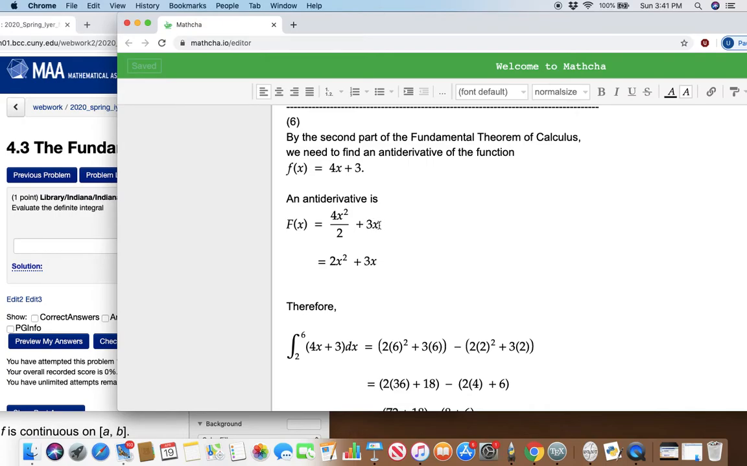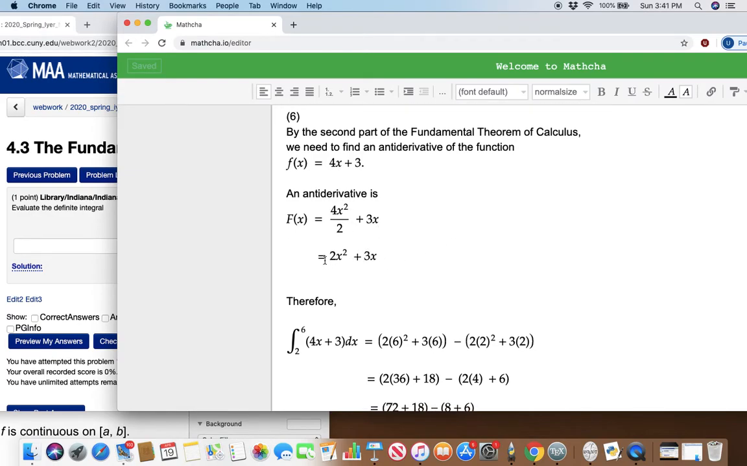Notice when you actually take an antiderivative, you usually add a c. But why would I add c? I'm allowed to take any antiderivative. So I just let c be 0. That's why you don't see c anymore, because you can choose any antiderivative. All right, simplifying, 2 goes in 4 twice, x squared plus 3x.